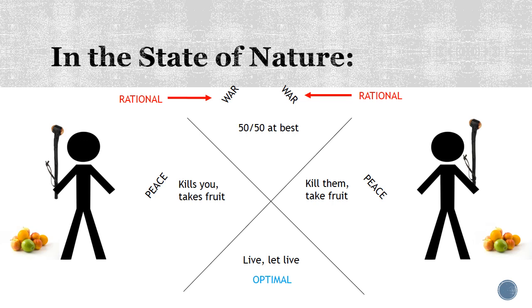If you can think of the strategy, they can think of the strategy. And so again, the rational decision from the point of view of each of the parties is to choose war. And so what ends up happening is each of these players gets this 50-50 at best outcome, which is actually the worst available outcome. And that's the state of nature.